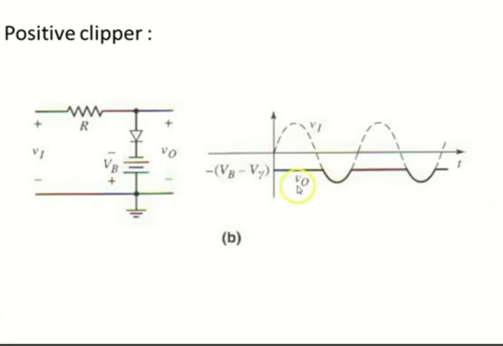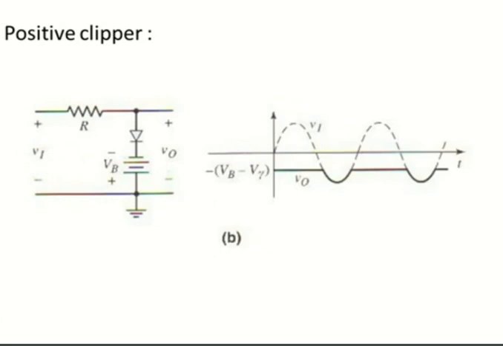The figure shows a simple diagram for a positive clipper and the input-output waveforms. The circuit contains a resistor R, a diode, and a biasing voltage. The input is given as Vi, and the output is taken as Vo. In the waveforms shown, the dotted line indicates the input and the darkened line indicates the output. So we will see how this positive clipper works.